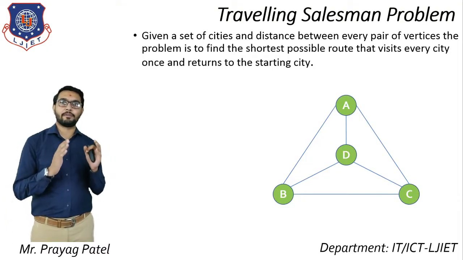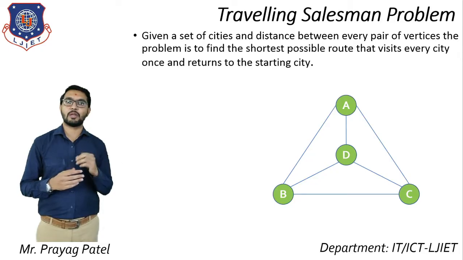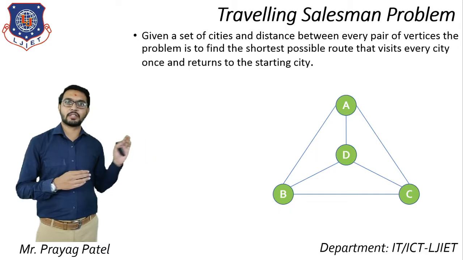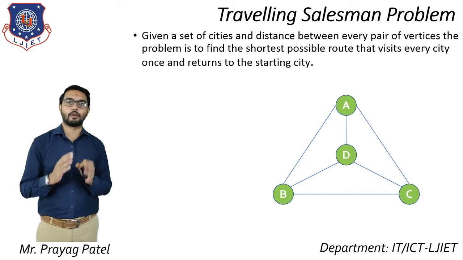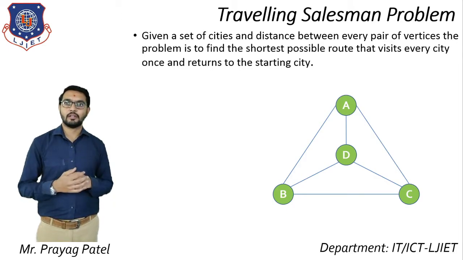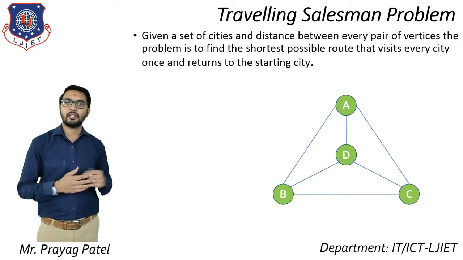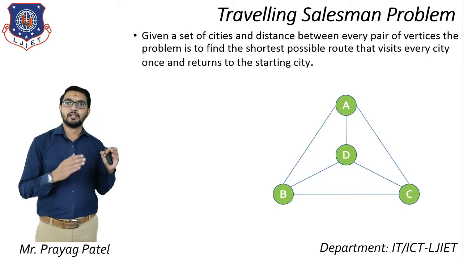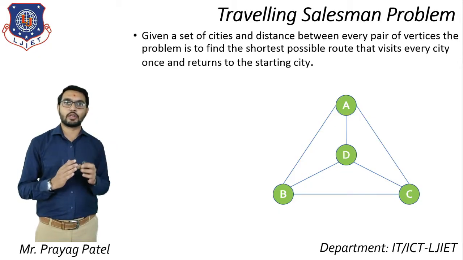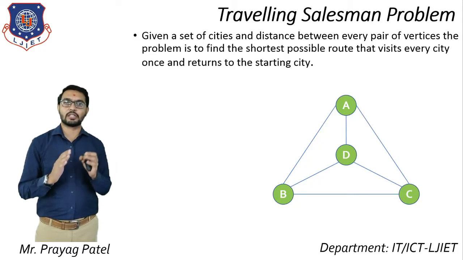Now consider the first problem of the branch and bound technique, the traveling salesman problem. Here consider one graph. In this graph there are A, B, C, D, four nodes. Consider the four nodes as 4 cities, and you want to visit each and every city from your starting city. So given a set of cities and the distance between every pair of vertices, the problem is to find the shortest possible route that visits every city once and returns to the starting city.